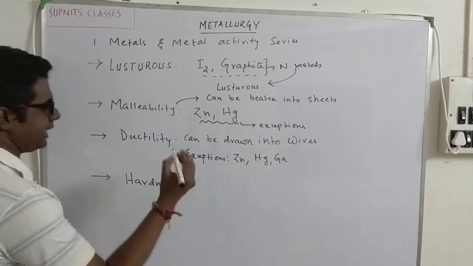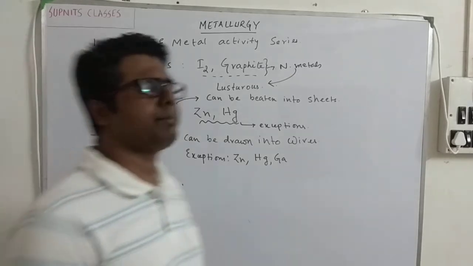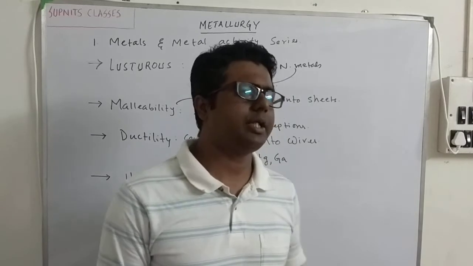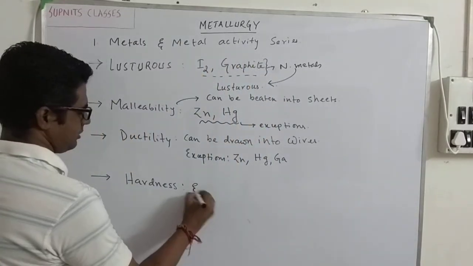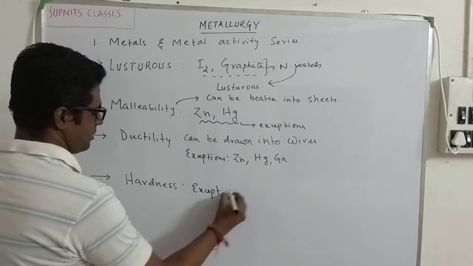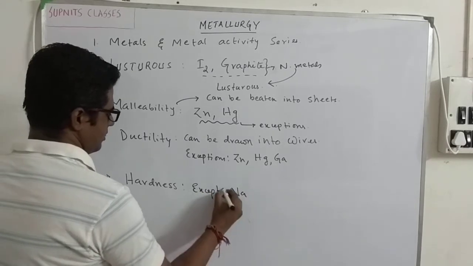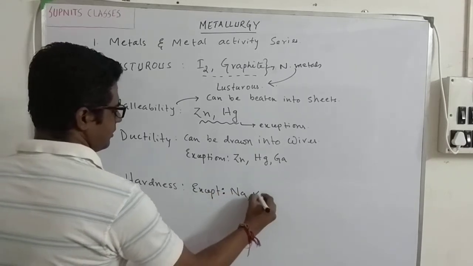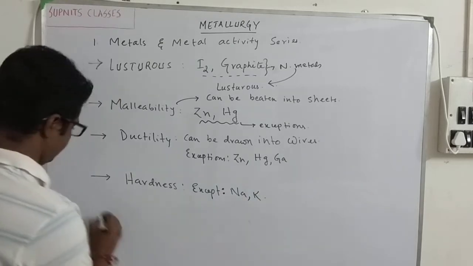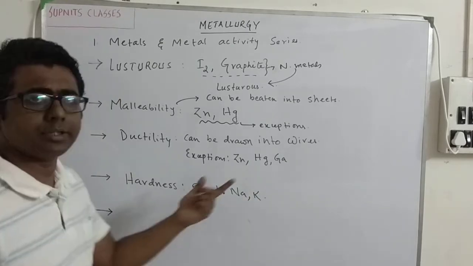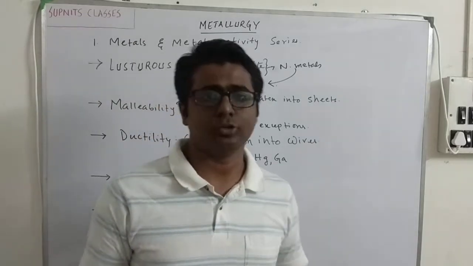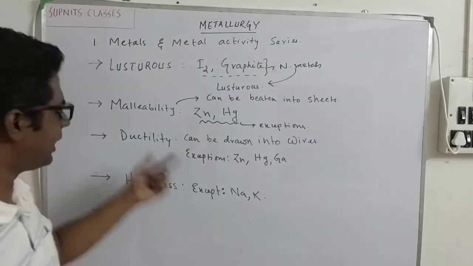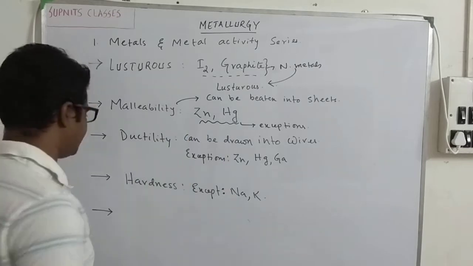Now next point is hardness. So metals are generally hard. Now can we name some metals which are not hard? Yes. There are metals like sodium, potassium which are not hard. Obviously mercury is also not hard, because mercury is liquid. But we are trying to find out other exceptions, so I am writing different examples in different cases.